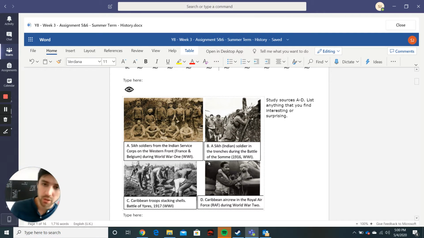Now, the first thing that you're going to do is study sources A to D, those pictures there that you can see on my screen right now, and list anything that you find interesting or surprising. Now, all of these photographs were taken during either World War I or World War II, and all of them were taken in Britain or in France, where lots of the fighting was happening in World War I and obviously later World War II.